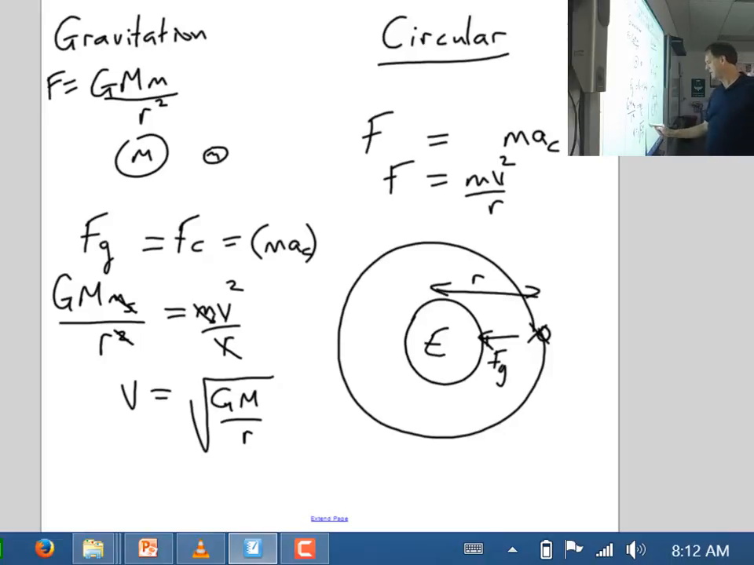So it only depends on two things: the mass of the actual planet that it's going around and how far away you decide to place it. So that'll tell you the orbital velocity to keep this in a stable orbit at the same radius. So that's pretty important there. But it only depends on the mass of the planet and the radius that you go to.